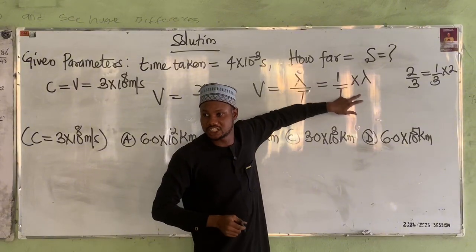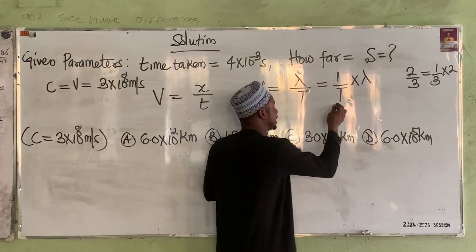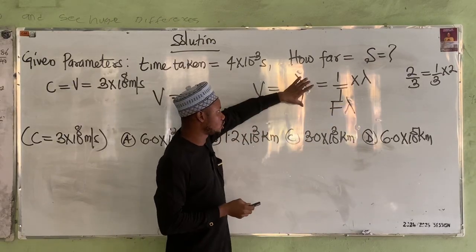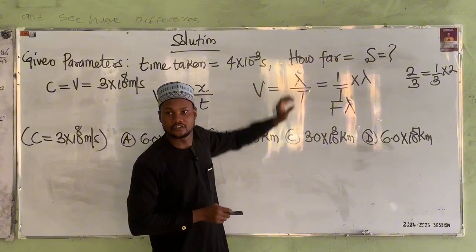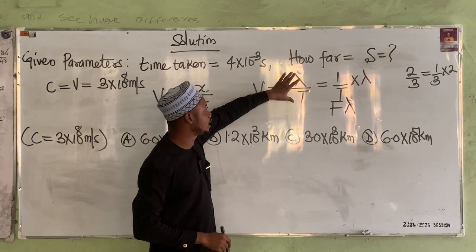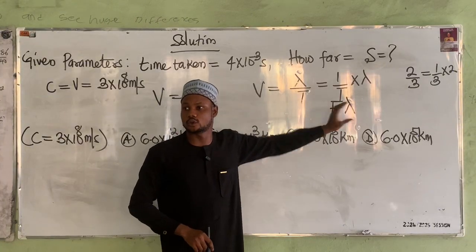What represents 1 over T from the wave parameters? That is frequency, that is f times lambda. So it's either you use this or you use this to find wave velocity. Please take note. So these are the two formulas for wave velocity.